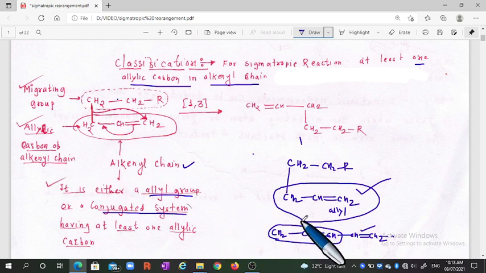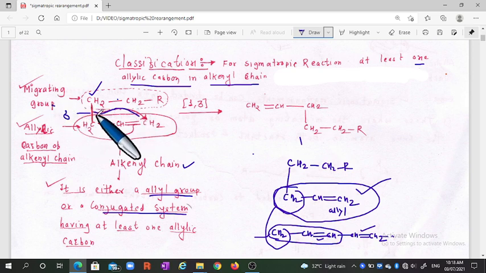Which carbon is called the allylic carbon? That CH2. This CH2 is attached to the last CH2 double bond CH. This carbon is also called the allylic carbon. Such a CH2 attached to the double bond CH is called the allylic carbon of the alkenyl chain. From there bond breaking takes place. This is a sigma bond.